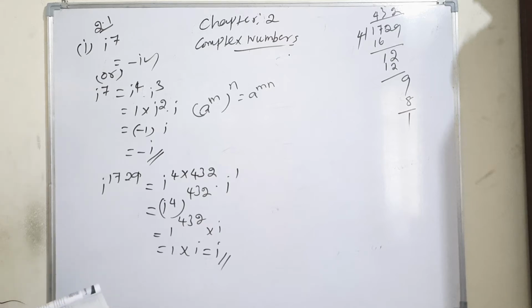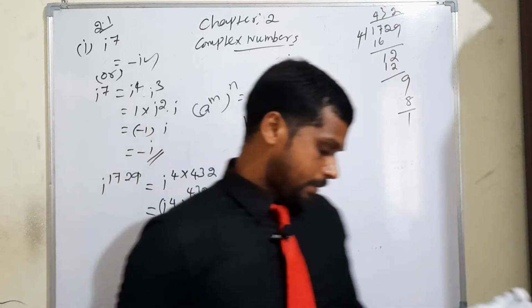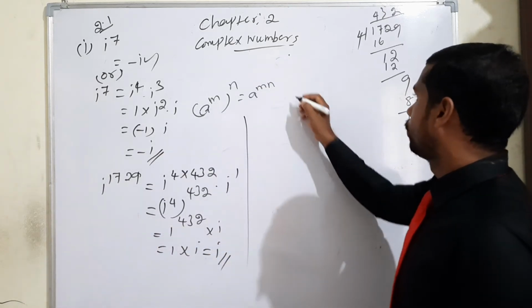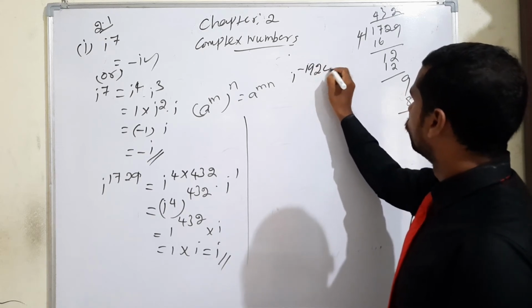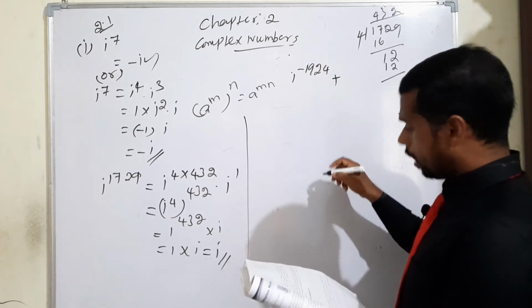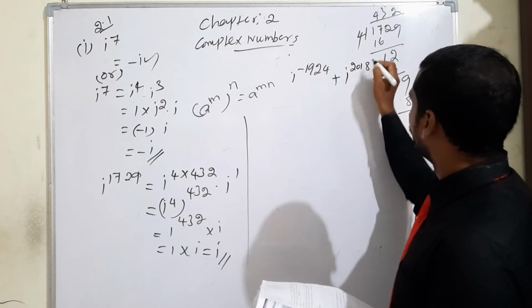Okay, I am moving to subdivision third. What is the question in subdivision third? Two terms are there, isn't it? i to the power minus 1924, then plus i to the power 2018.